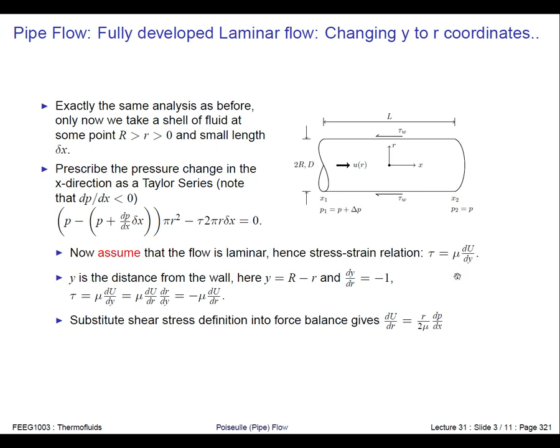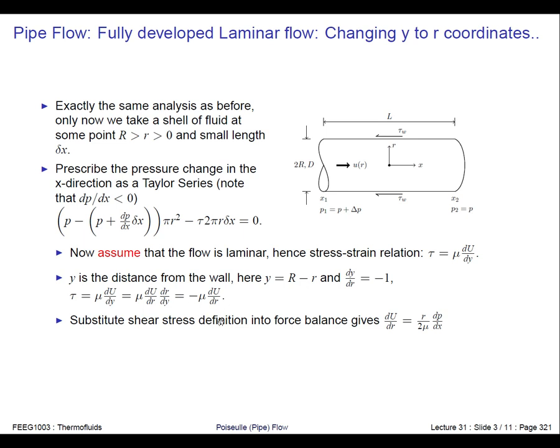So we need to convert this to our cylindrical coordinate system, where r is actually increasing as you're going towards the wall, whereas y is getting bigger when you go away from it. So we can relate y to small r using this equation here, and we can work out dy by dr, just minus 1. We can use the chain rule to convert our fundamental definition for the relationship between shear stress and the velocity gradient in terms of du by dr. So we end up with this.